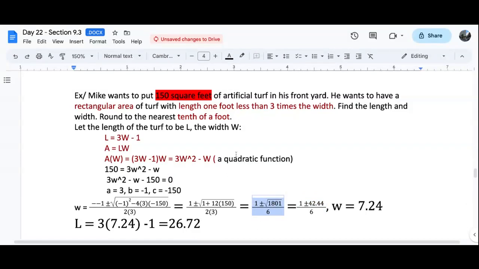But because this is an application, and we are asked to round to the nearest tenth of a foot, we just approximate. Punch into a scientific calculator the square root of 1801. We get 42.44. Then we use 1 plus this number, we get 43.44. Then divide by 6, right? It's approximately 7.24. Then 1 minus 42.44 is a negative number, but we don't measure anything with a negative number, right?